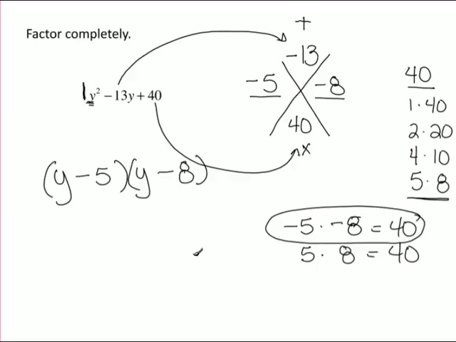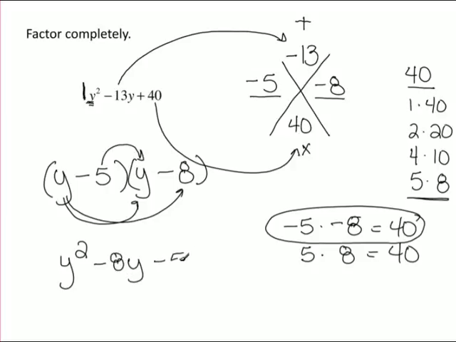It does not matter. So you can see that if we use the FOIL method, we multiply y times y, we get y squared. y times a negative 8 gives us a negative 8y. Negative 5 times y gives us a negative 5y, and a negative 5 times a negative 8 gives us that positive 40. So when we combine like terms, we get that negative 13y that we were looking for. So this is how you factor a polynomial with the coefficient of 1.